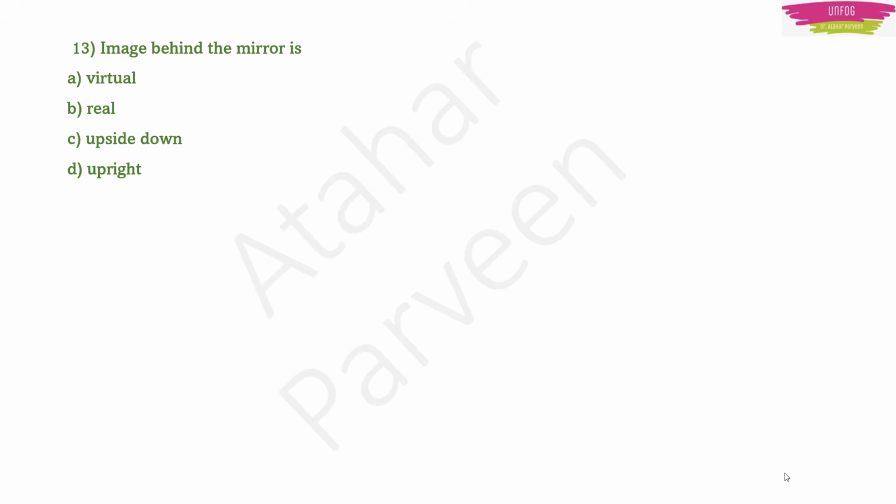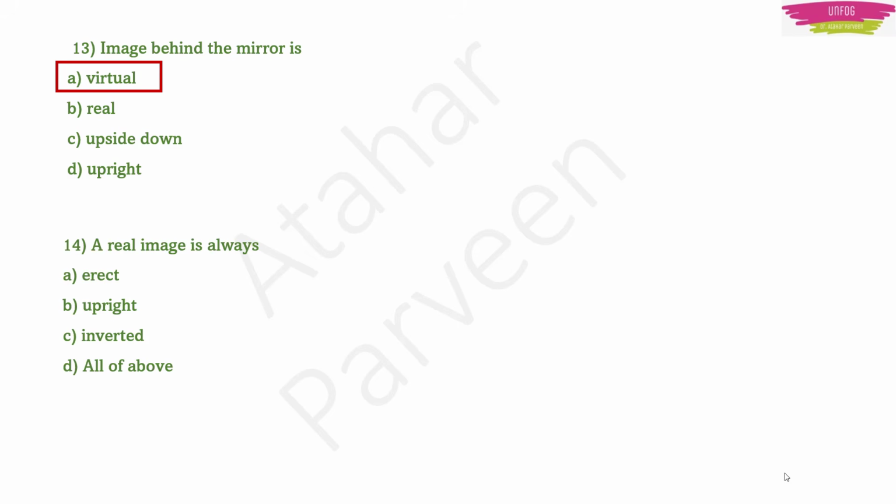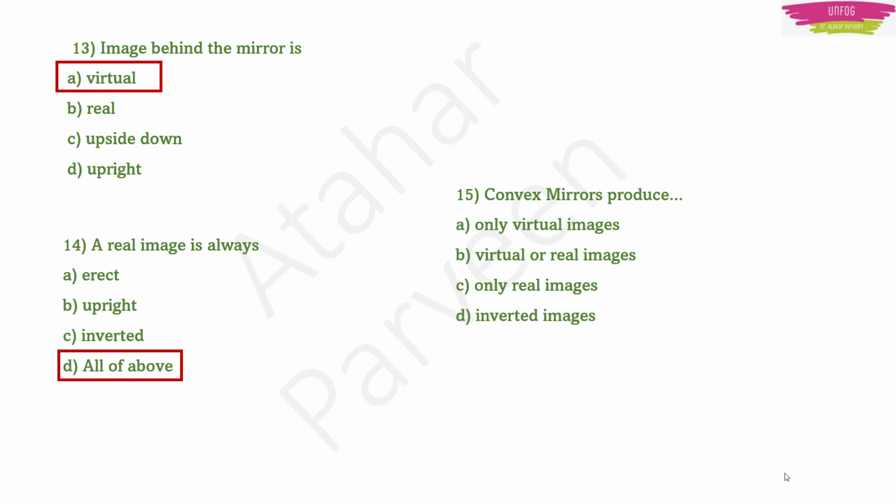Next question, image behind the mirror is, what is the image behind the mirror? It is always a virtual image. A real image is always, what is a real image characteristic? It is always erect, upright and inverted. So all of the above will be the right answer. Next question, convex mirrors produce, what types of images do convex mirrors produce? They produce only virtual images.